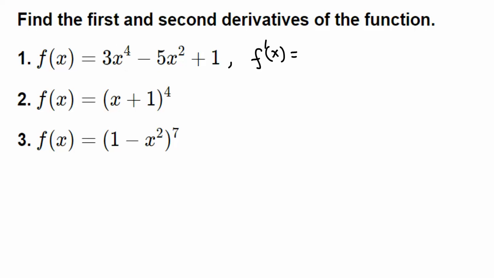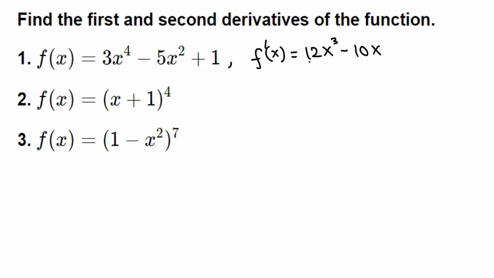third. So this is derivative of first term, 4 times 3 is 12, x with 1 less, so x cubed, minus, so we are using the power rule, so 2 times 5 is 10x, plus derivative of 1 is 0, so plus 0 we don't have to write. That's the first derivative.